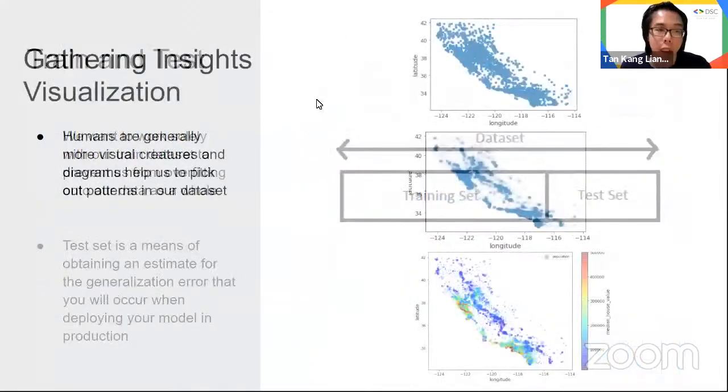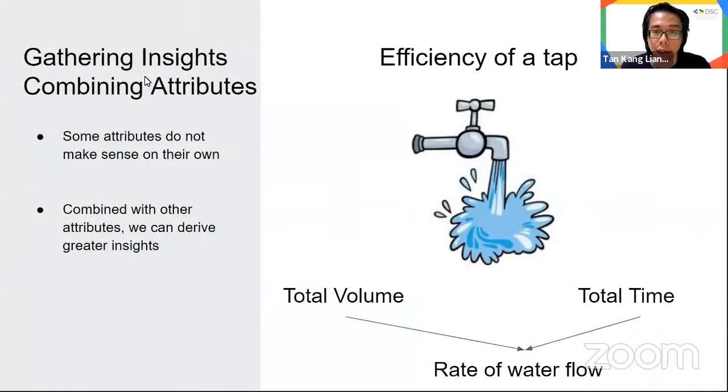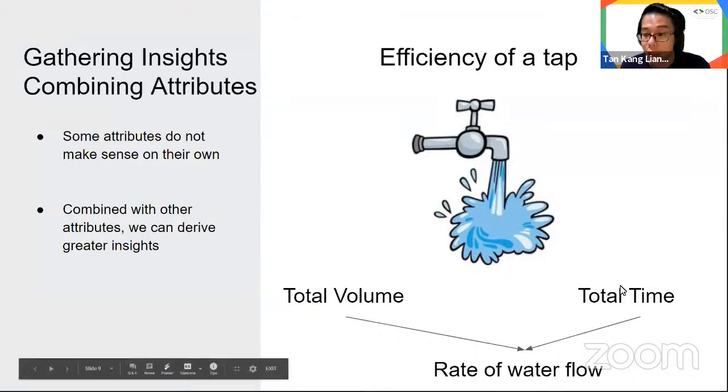And we can think of how we can combine some attributes in order to create better versions of what we already have. So some attributes don't make sense on their own, but we can combine them with other attributes to derive greater insights from them. So take, for example, the efficiency of a tap. If you want to measure this in real life, but we are only given the total volume of water the tap has given out, and the total time it took for the tap to do so.